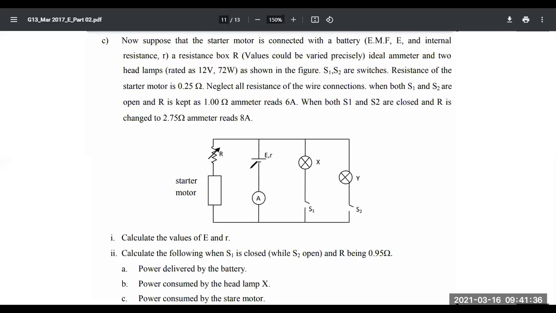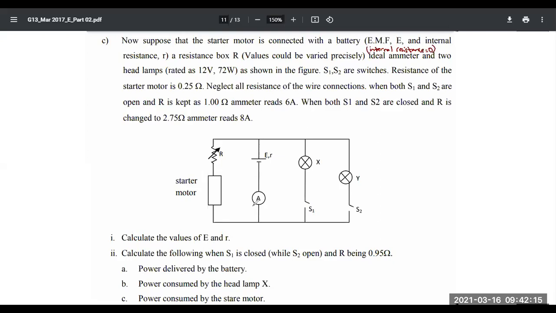Now, this is a circuit given to you about a vehicle, where there's a starter motor and there are two headlamps. Suppose that the starter motor is connected with the battery. EMF is E. EMF means the voltage marked on the battery. And internal resistance is simple R. So inside that there is a resistor. You take it as another resistor connected in series with this circuit. Resistance box capital R. Ideal ammeter. Now, what is an ideal ammeter? An ideal ammeter is something which has zero internal resistance. So it does not have any resistance. That's the ideal ammeter. We'll discuss that.